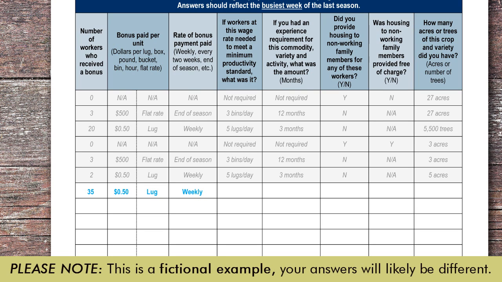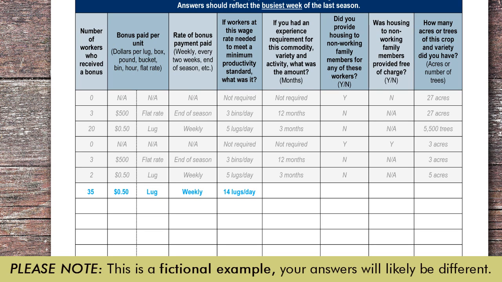So, let's say at Mirror Pond Farms we had a minimum productivity standard for red cherry harvesters during our busiest week identified as June 5th through June 11th. We required workers to pick at least 14 lugs of cherries per day to remain in good standing. So, we can go ahead and enter that productivity standard in the fourth column of page 5.